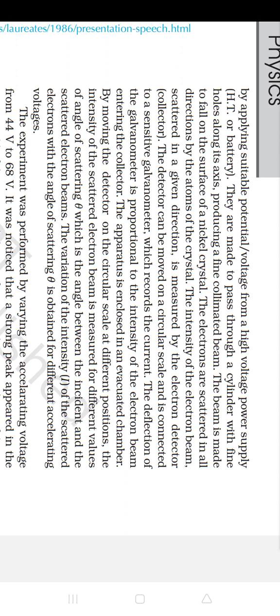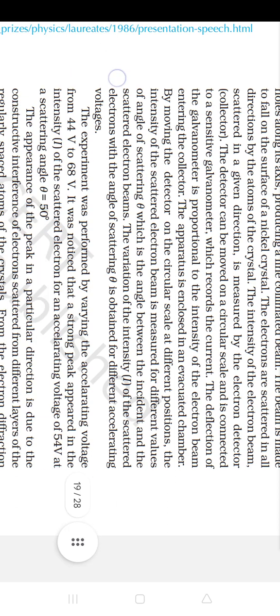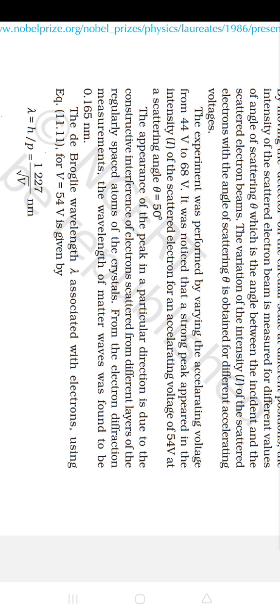By moving the detector on the circular scale to different positions, the intensity of the scattered electron beam is measured for different values of the angle of scattering theta, which is the angle between the incident and the scattered electron beams. The variation of intensity of the scattered electrons with the angle of scattering is obtained for different accelerating voltages. The experiment was performed by varying the accelerating voltage from 44 volt to 68 volt. It was noticed that a strong peak appeared in the intensity of the scattered electrons for an accelerating voltage of 54 volt at a scattering angle theta equal to 50 degree.